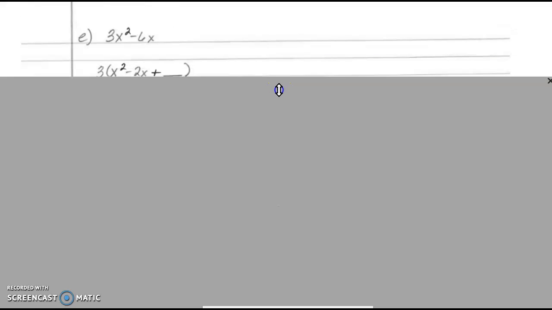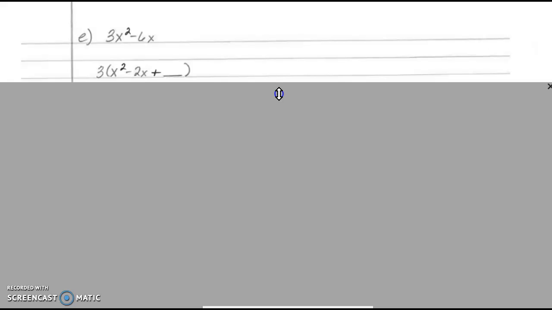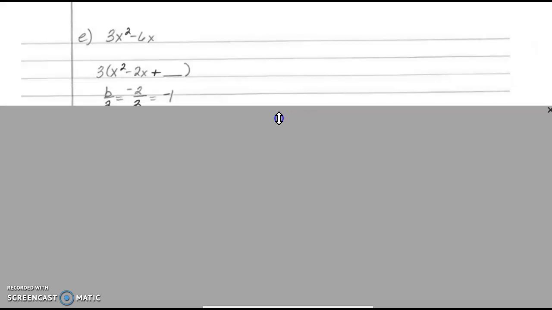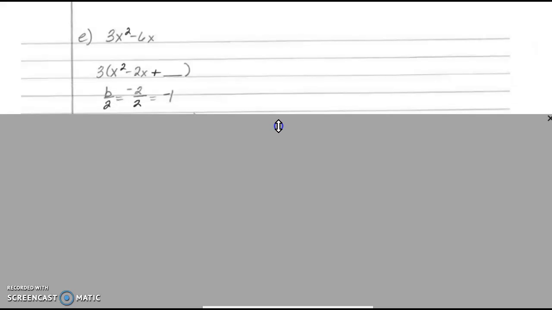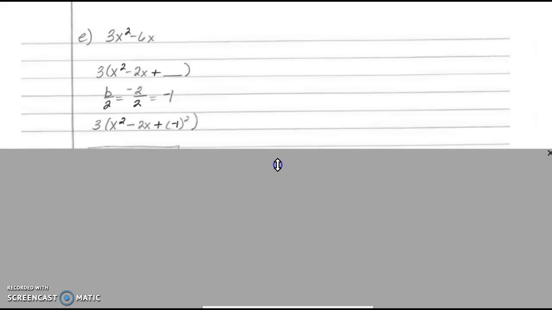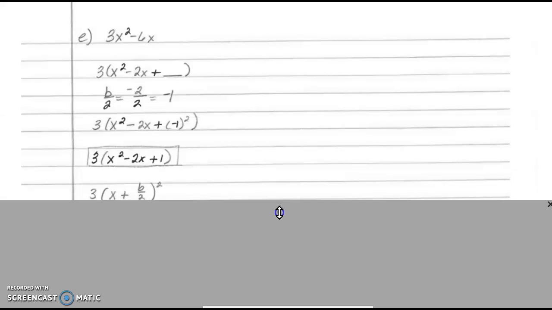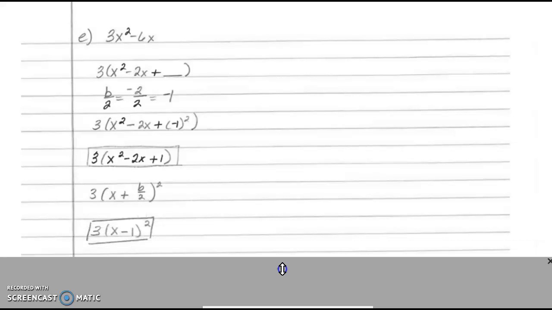First step, we need to factor that 3 out. So we're dividing everything by 3. 3x squared divided by 3 is just x squared. Then we take the negative 6x divided by 3, which is negative 2x. And now we're just concerned about doing what we've been doing in terms of completing the square with what's inside the parentheses. You should figure out what b over 2 is. Then we're going to square that, simplify, and then rewrite it this way.